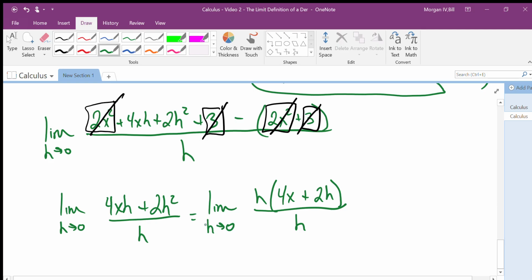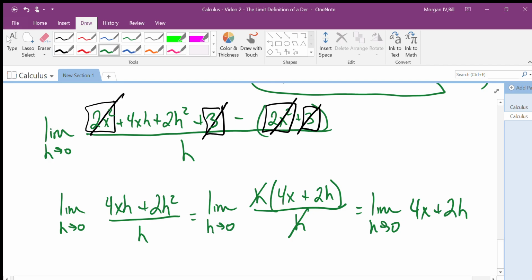What's happening here is as h is going to 0, this h on top would go to 0, and the h on the bottom would also go to 0, and that creates a 0 over 0, which is indeterminate. By factoring the h out and being able to cancel them, we now have the limit as h goes to 0 of 4x plus 2h. We no longer have the indeterminate 0 over 0 form. We can now let h go to 0.